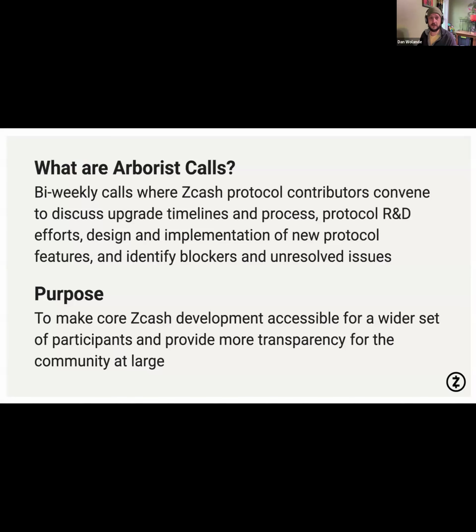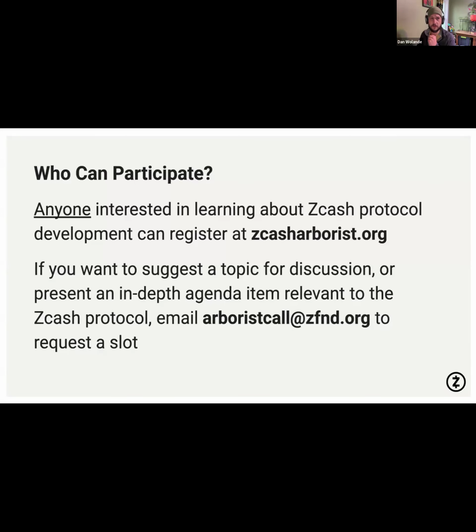Arborist Calls are bi-weekly calls where Zcash protocol contributors convene to discuss upgrade timelines and protocol R&D efforts, design and implementation of new protocol features, and identify blockers and unresolved issues. The purpose of the Arborist Call is to make core Zcash development accessible for a wider set of participants and provide more transparency for the community at large.